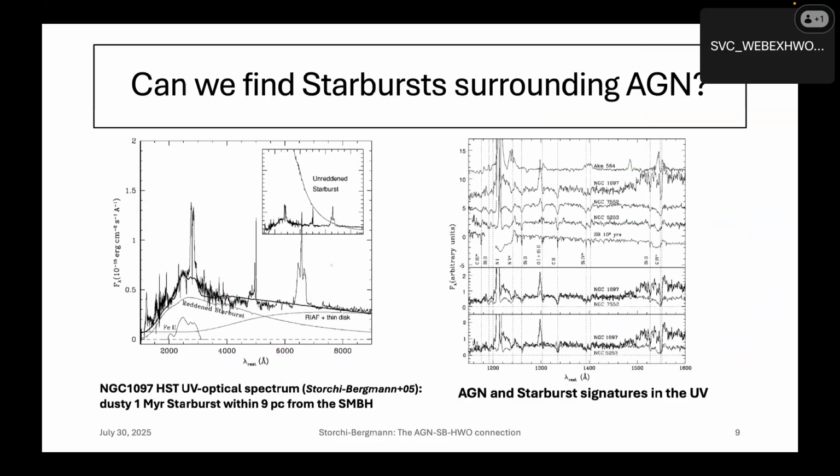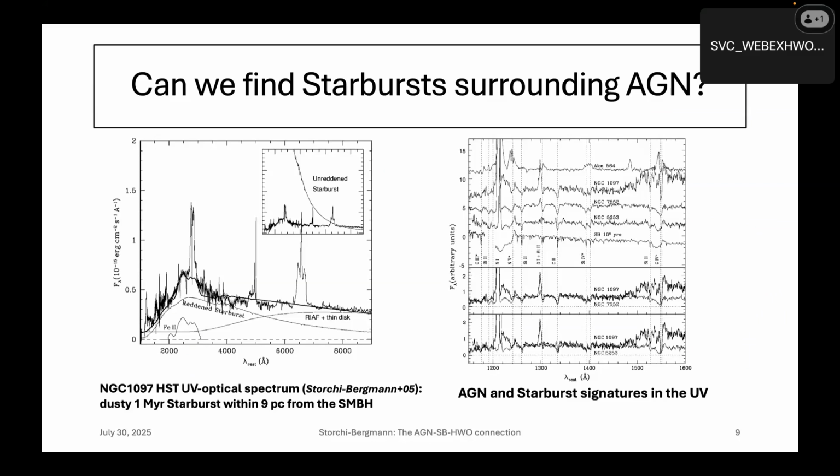And then, can we find the starburst, these young stars? Because the star formation rate implies that we have young stars around AGN. We have found in a few cases, and I intend to pursue this more. For example, this is one case that I observed a long time ago with an HST STIS spectrum, where I found a red starburst within 9 parsecs, 10 parsecs from the nucleus. So a very nuclear starburst around the AGN there.